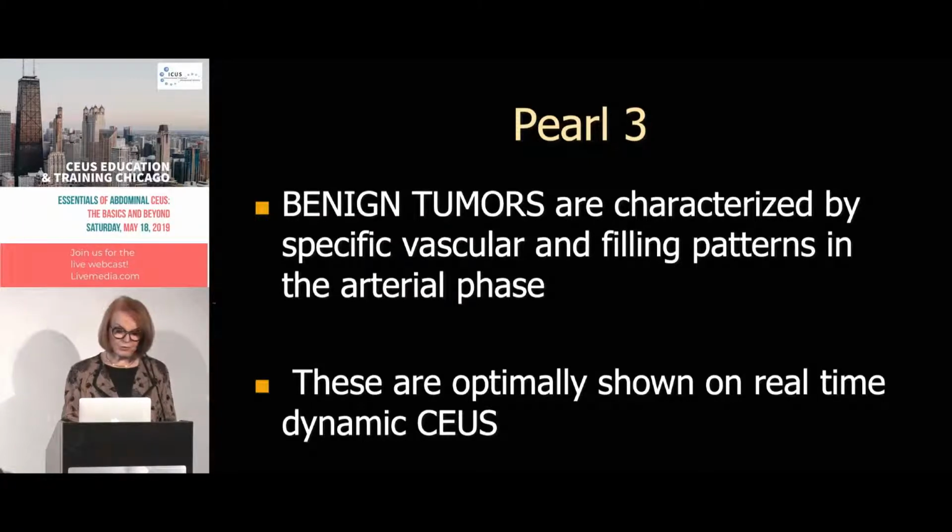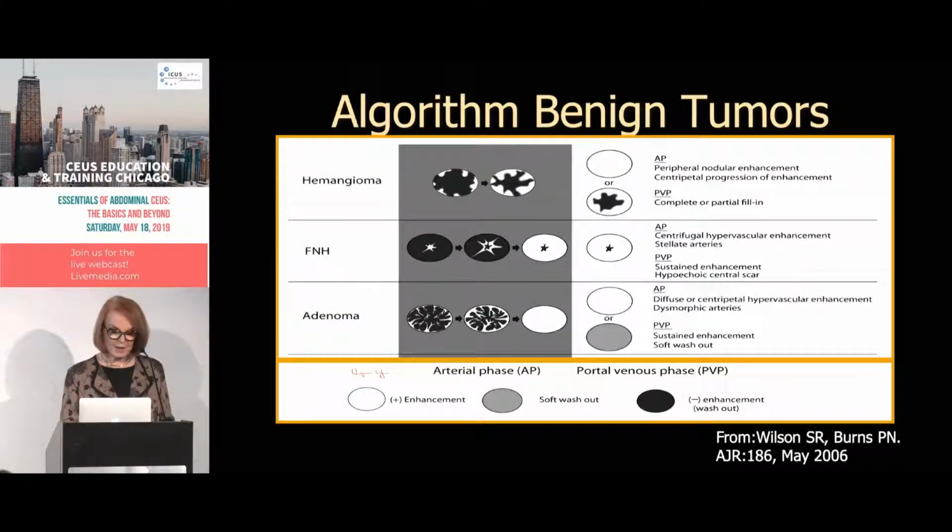Now pearl number three is a very important pearl. It says that benign tumors are characterized by specific vascular and filling patterns in the arterial phase. These are optimally shown on real-time dynamic CEUS in preference to CT and MR scan. So let's look at the little algorithm that we made years ago. You can see that's from our publication from 2006.